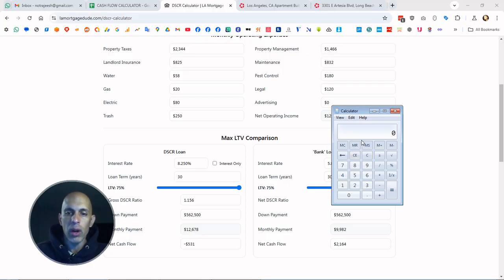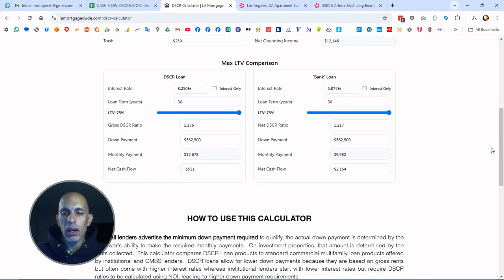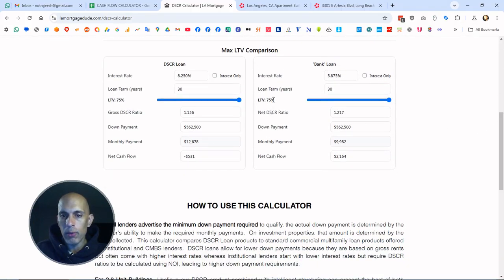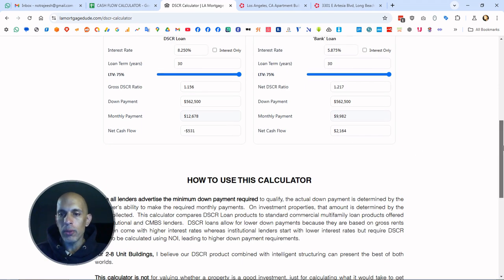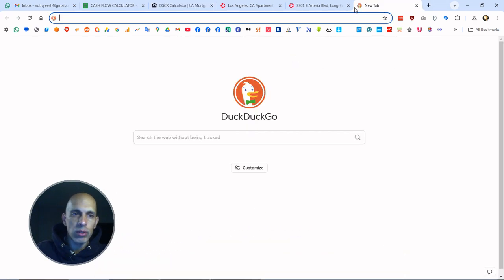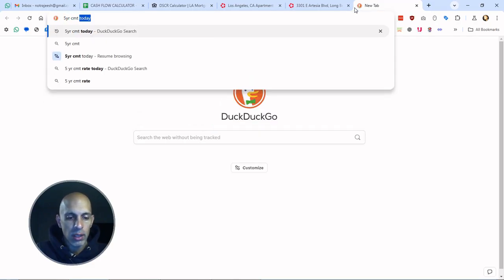We require for our bank and agency loans to have a 90% occupancy rate and a 1.15 DSCR ratio. So the thing I like about Long Beach is that you see, even with the minimum down payment requirement of 25%, you're still hitting a 1.21 DSCR ratio. And that opens up so many doors for you. So we're looking at a down payment of $562,000 with a fairly low interest rate without having to buy it down. Your monthly payment's going to be almost $10,000 a month, $9,900, and your cash flow is going to be $2,100 a month. Now let's see what the interest rate is going to be. It's going to be the 5-year CMT today.